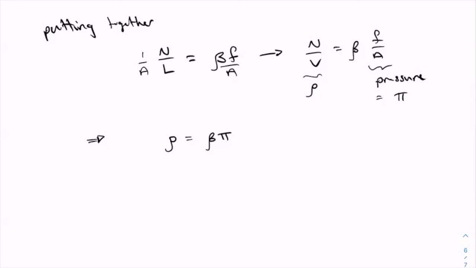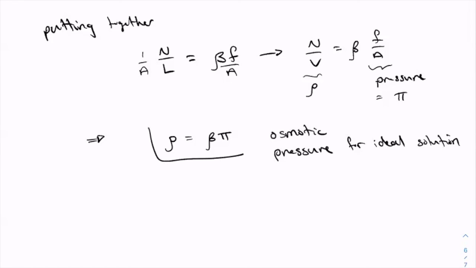Now think about that. Have you ever seen an expression like that before? The density is proportional to the pressure with some constant proportionality beta. This is indeed a law that some of you might have stumbled across before. It's called the osmotic pressure of an ideal solution. That's neat enough. We'll give it a box. Whoa.